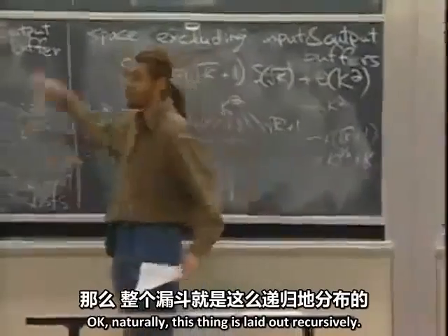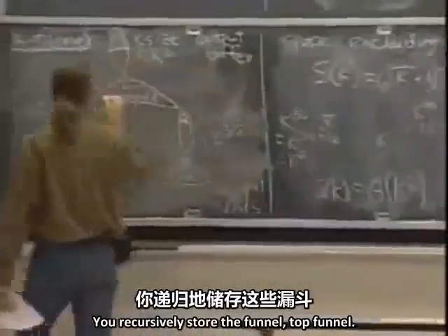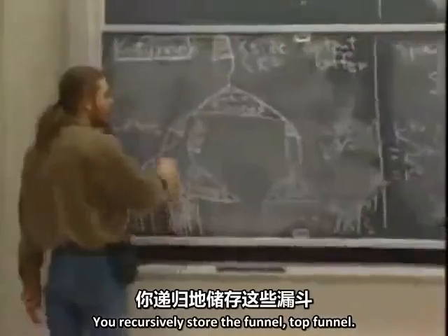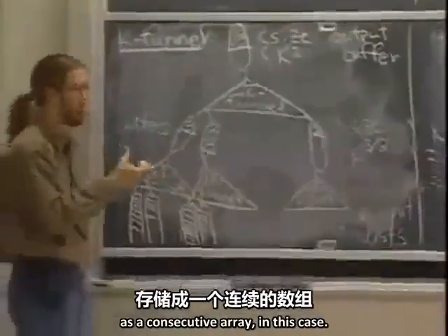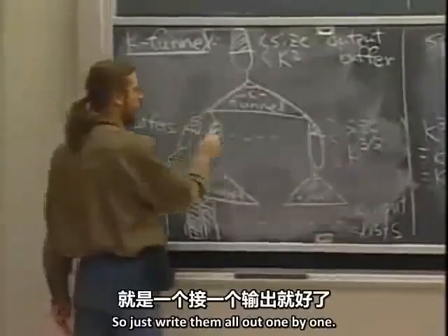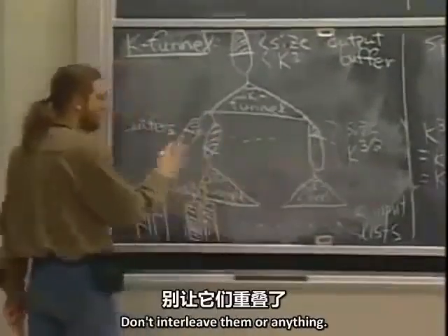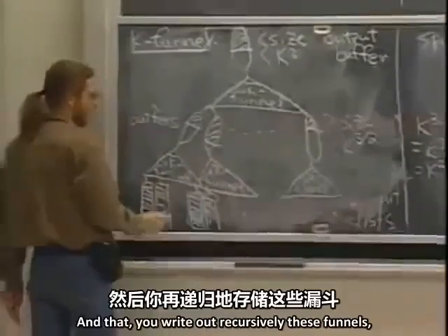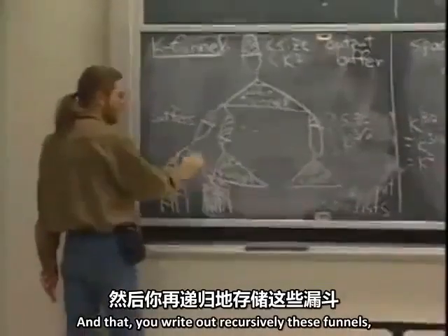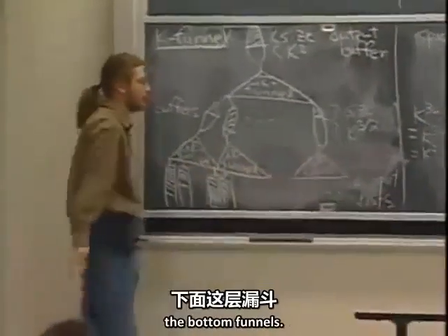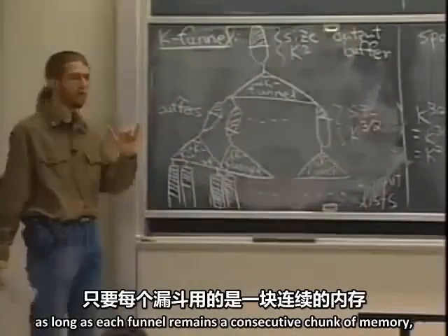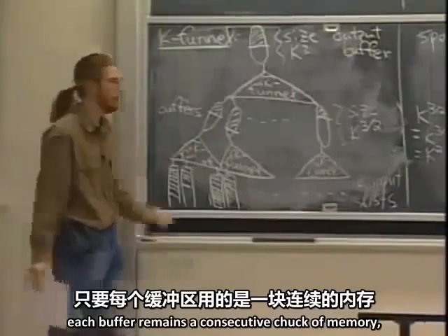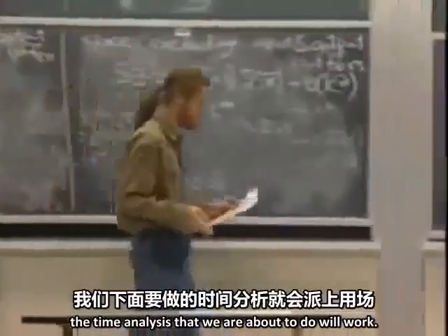Okay, naturally, this thing is laid out recursively. You recursively store the funnel, top funnel. Then, for example, you write out each buffer as a consecutive array in this case. There's no recursion there. Just write them all out one by one. Don't interleave them or anything. Store them in order. And then you write out recursively these funnels, the bottom funnels. Okay, any way you do it recursively, as long as each funnel remains a consecutive chunk of memory, each buffer remains a consecutive chunk of memory, the time analysis that we're about to do will work.